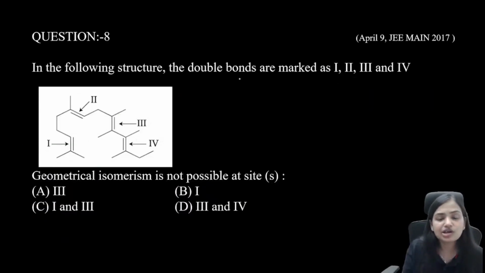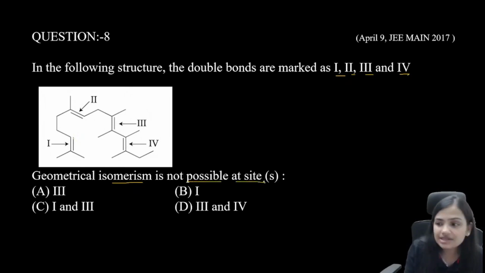In the following structure, the double bonds are marked as 1, 2, 3 and 4. Okay. So this is a double bond, this is a double bond, this is a double bond, this is a double bond. There are 4 double bonds. Geometrical isomerism is not possible at which site? This is the question that you have to answer.